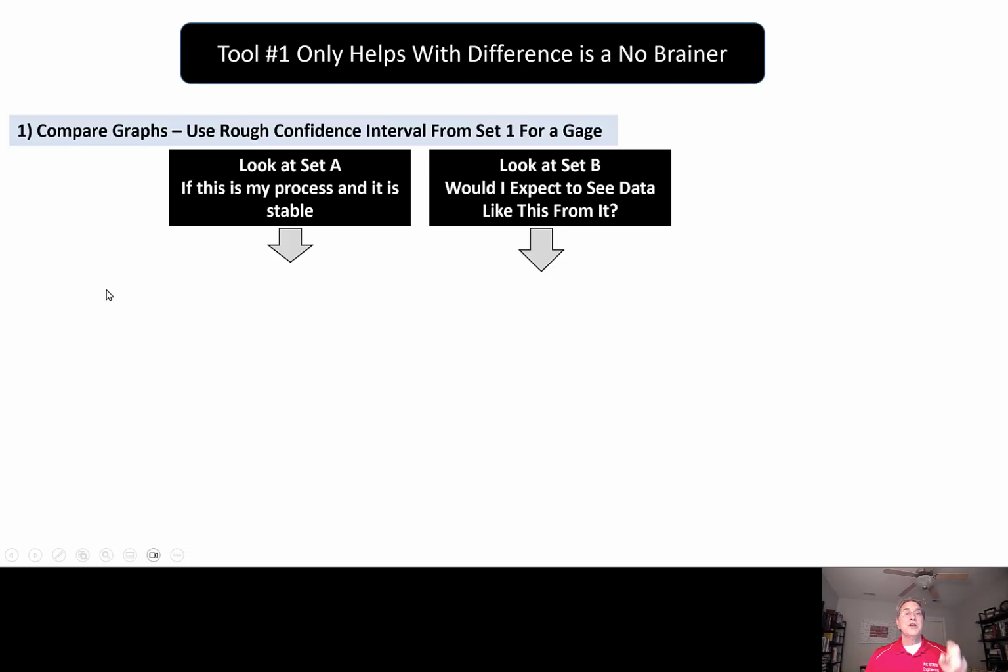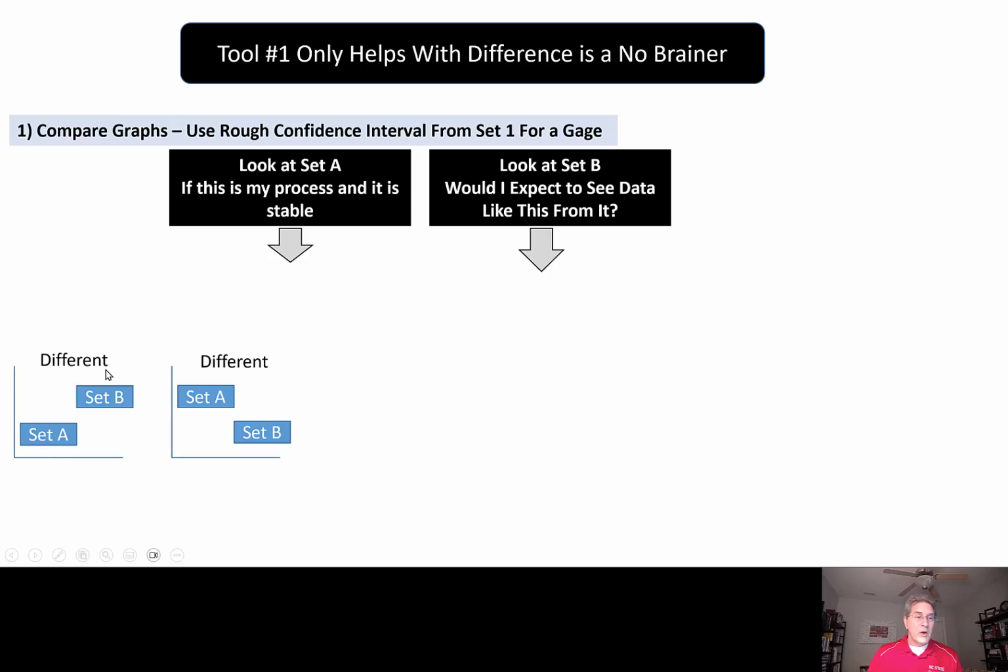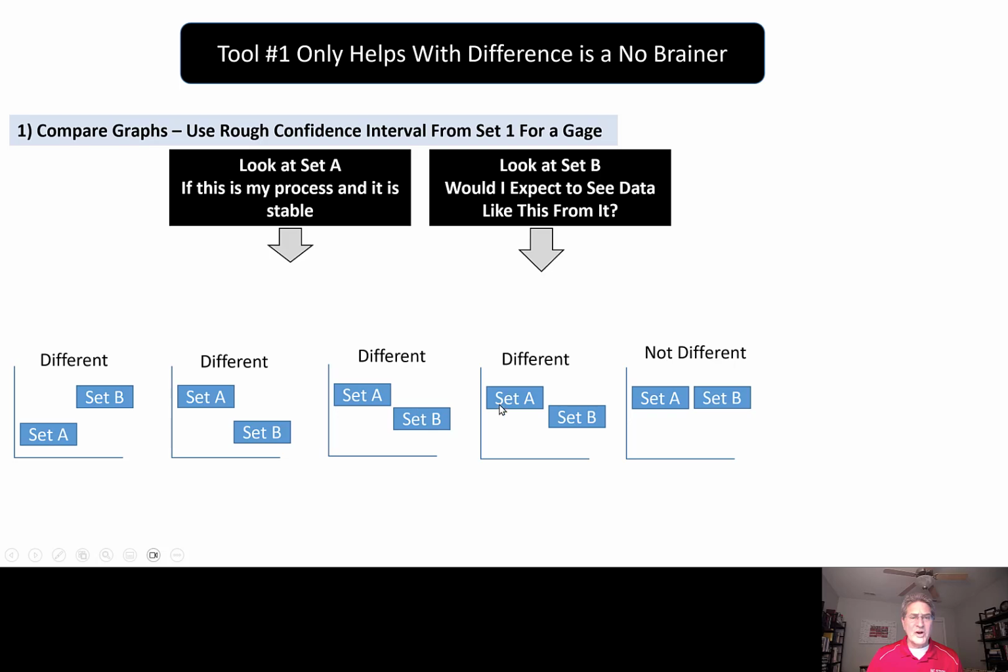Yeah, it is harder. Tool number one only helps with differences that are a no-brainer. I mean, here's what I'm talking about. When you have data sets that look like this, it's a no-brainer. That did not happen randomly. Or if you have something like this, that was not random. They're the same. I mean, that is random. They're the same. There's no difference between those. But as you start getting things where they get closer and they overlap like this, it's a little harder. This one, that's pretty clear. This one, yeah, those are probably different. But when they start getting like this, it's a lot harder to tell.